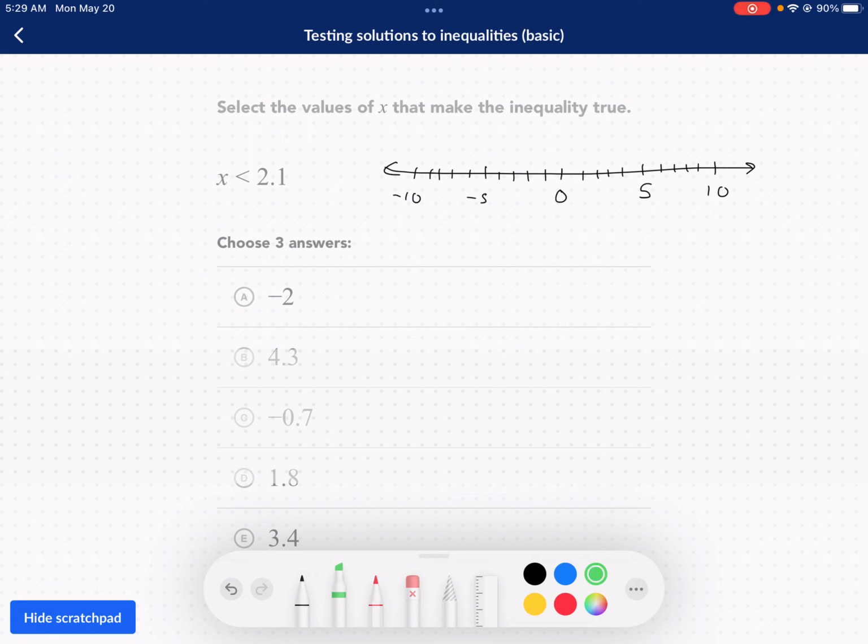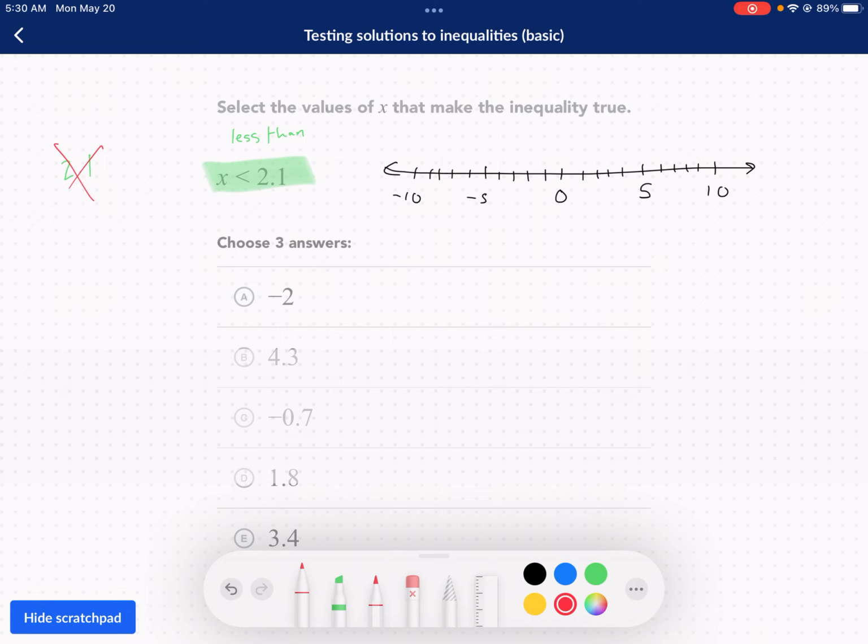I'm asked to select the values of x that make the inequality true, and there's my inequality. We have to be able to first read this inequality, and this says x is less than 2.1. Now, when it says less than 2.1, it cannot include 2.1. So if we're listing a bunch of numbers that are included with this, 2.1 is, what I like to say, not invited to the party.